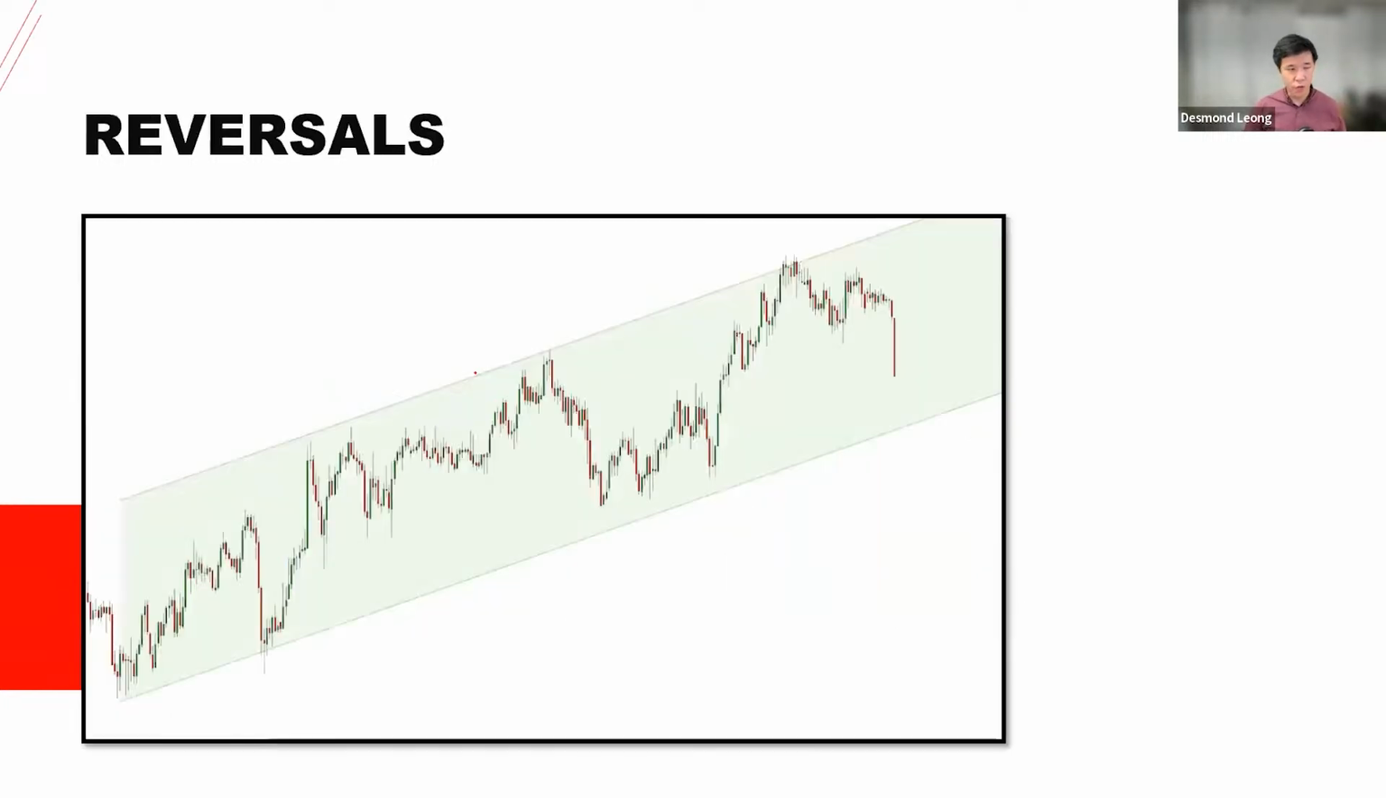All right, so when it comes to trading, we honestly only want to know two things. Is price going up or is price going down? Is it going to be bullish or is it going to be bearish?